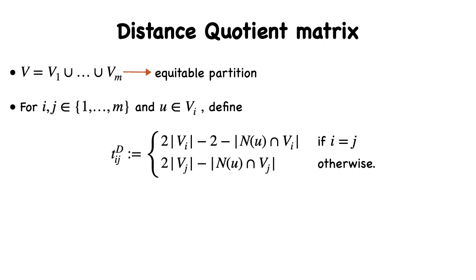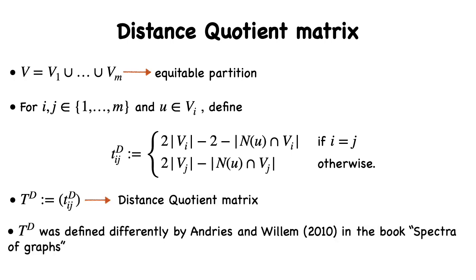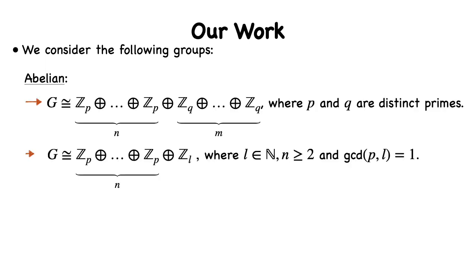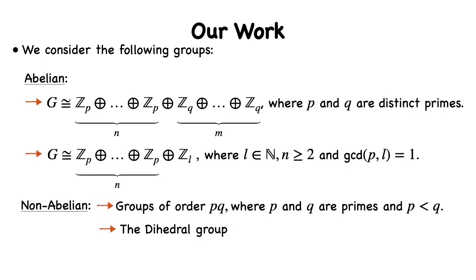We define these numbers T_ij superscript D in the following manner, and the matrix T with its ij-th entry T_ij superscript D is known as the distance quotient matrix. This was also defined in the book Spectra of Graphs, but we defined it in a different way in our paper for our purpose. In this work, we consider the following abelian and the following non-abelian groups.